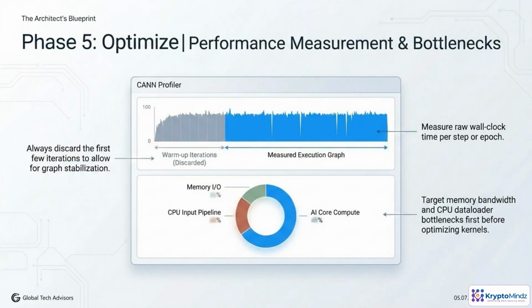When you optimize on any accelerator, treat profiling as a repeatable experiment. Include a warm-up phase and ignore the first few iterations. Compilers, caches, and graphs need time to stabilize. Then measure real wall-clock time per step, or epoch, not just device-reported FLOPs. Break the step time into 3 buckets: CPU input pipeline, memory I/O, and core compute. Fix input and memory bottlenecks first: slow data loaders or bandwidth saturation. Only then spend time tuning kernels, fusing ops, or changing precision.